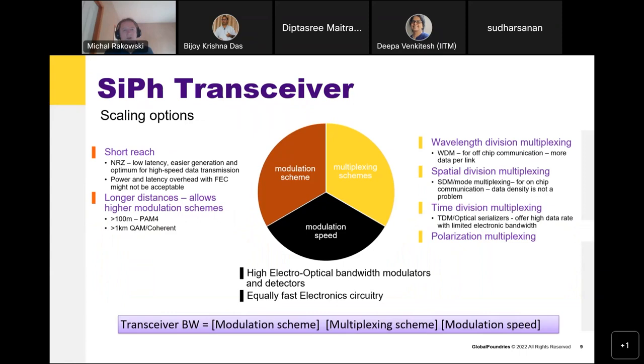So what are our scaling options here? As you well know, we have a couple of options to increase transceiver bandwidth. We can play with the modulation scheme. We can play with the speed or baud rate of the transceiver, and also apply different multiplexing schemes to boost the bandwidth. The choice or the combination is not trivial, and it requires a couple of enablements from the technology. Modulation scheme is pretty much application dependent because it directly affects the latency.